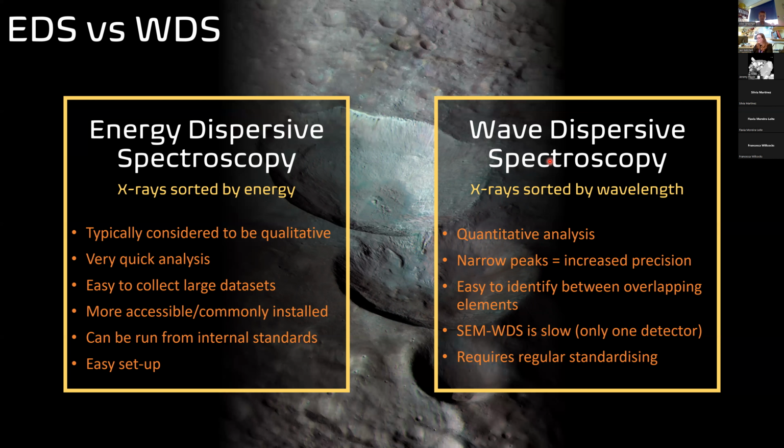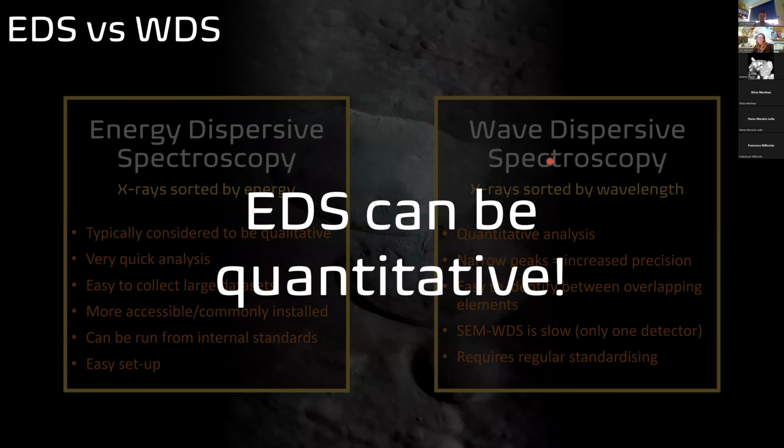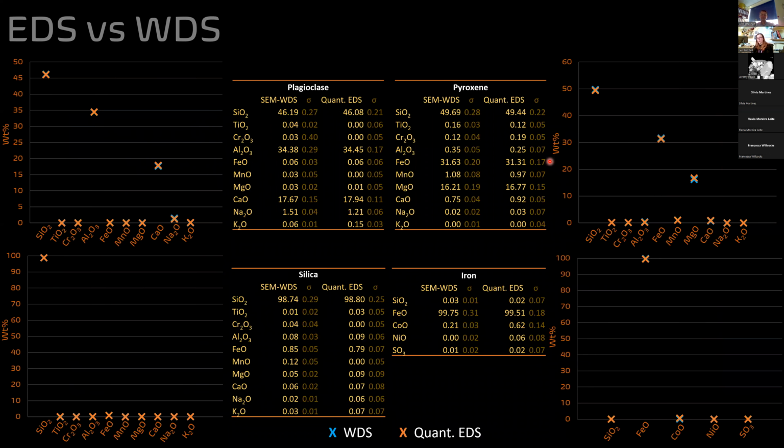But EDS can be quantitative, and this is the hill I will die on, as my reviewers are currently well aware. This is an example of some WDS versus some Quant EDS data that I have for a meteorite I'm currently working on, and I'm getting through review at the moment. WDS is in blue, Quant EDS is in orange. You can see on these graphs there's not really a whole lot of blue visible, because Quant EDS can be comparable to SEM WDS if it's used correctly. It can be really, really powerful, helping you generate much larger sets of data with limited beam damage, and also making it much more accessible for a wider range of people.